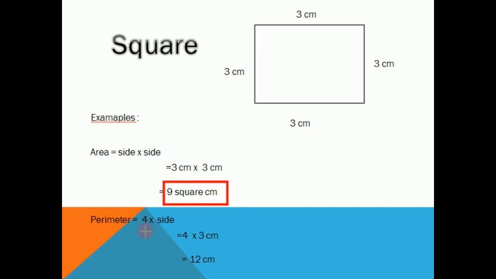Now let us find out perimeter. The formula of perimeter is equal to 4 into side. So here, from formula we are taking 4, and the measurement of a side is 3 centimeter. So 4 into 3 centimeter is equal to 12 centimeter. So perimeter of this square is 12 centimeter.